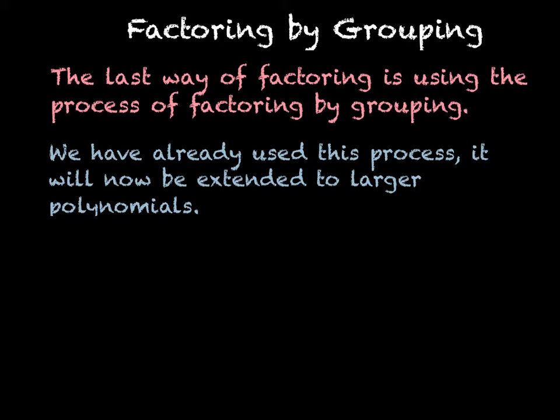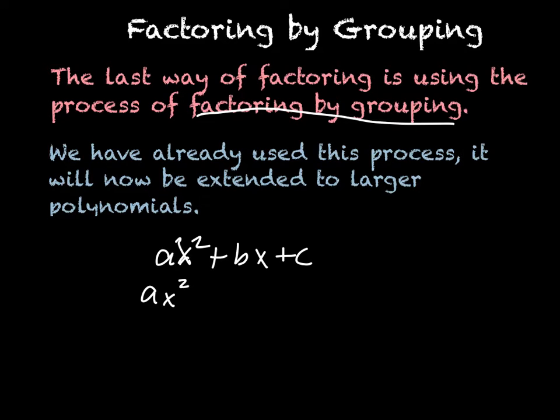The last way we're going to talk about factoring is by using the process called factoring by grouping. We have already actually used this process when we were factoring ax squared plus bx plus c. We split the bx and made it ax squared plus b1x plus b2x, where we found the factors, plus c, and then we grouped them. It's the same idea as what we did here, and then we factor.